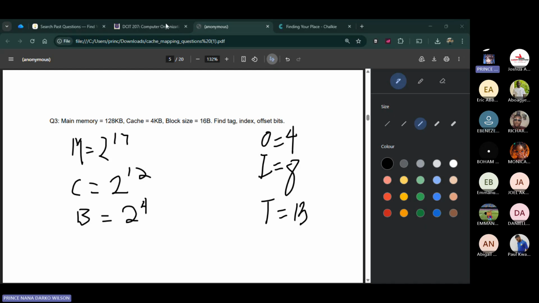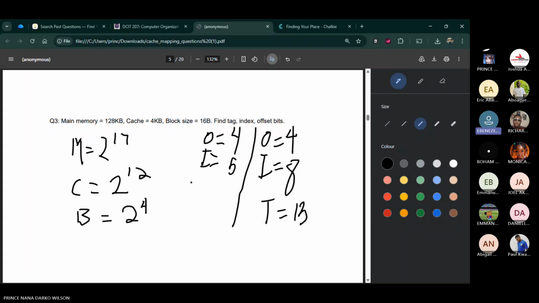Please continue. So with my offset, I had 4. Then my line index, I had 5. Then with my tag, I had 13. The tag was 13. So we have same offsets, same tags, but different indexes.